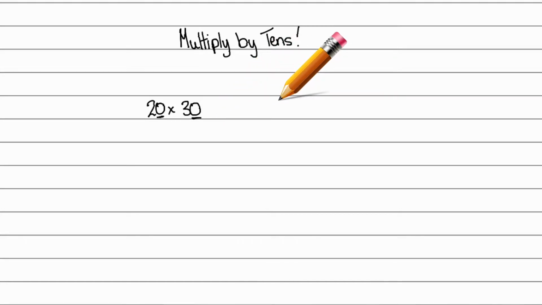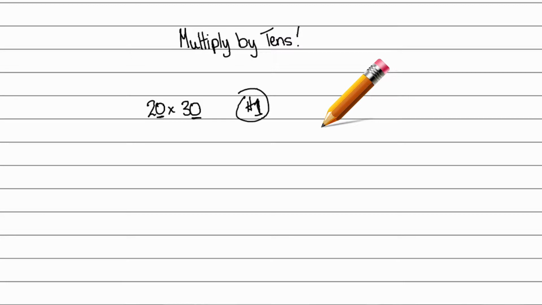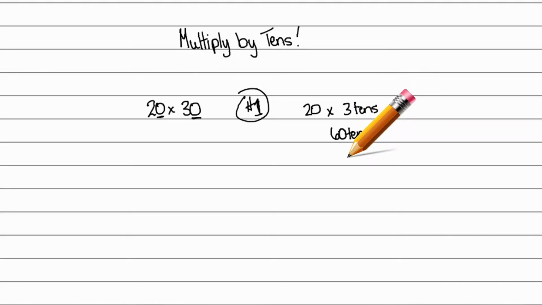Okay, and there's a couple different methods that we can use to solve this problem. The first one we're going to look at is to simply think of our number in terms of tens. So if we stick with the number 20, we're basically going to multiply the number 20 by 3 tens. Well, what's 3 tens times 20? That's going to give us 60 tens, which is the same thing as 600. So I had my 3 tens, I did it 20 times, that got me 60 tens, and 60 tens is the same as 600.